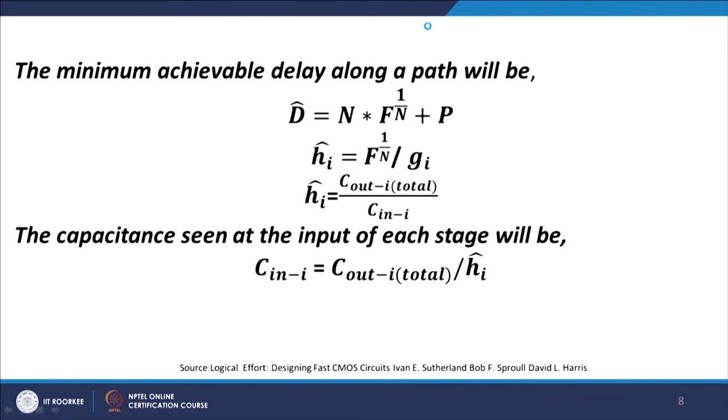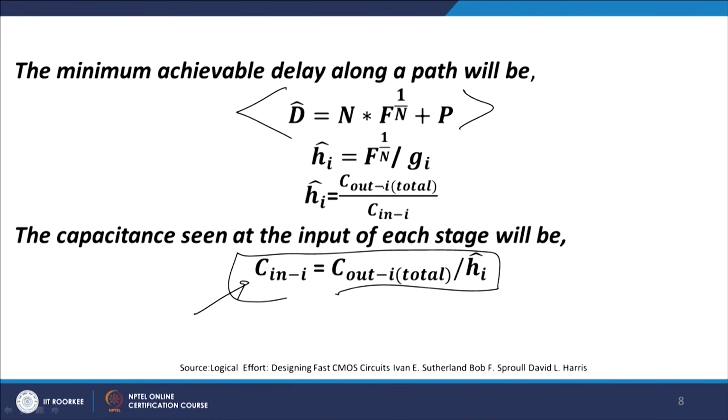The minimum achievable delay along a path is obtained by differentiating, and you get something like this. The capacitance seen at the input is C_total minus C_i divided by h_i, where h_i is nothing but C_out minus C_in. So C_out_i upon C_in_i is basically your h_i bar, which you see in front of you.